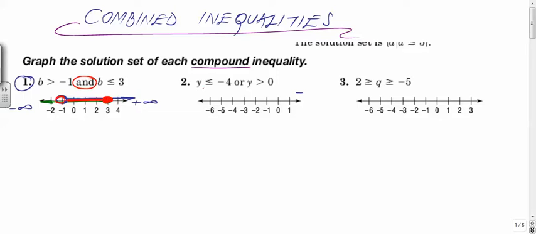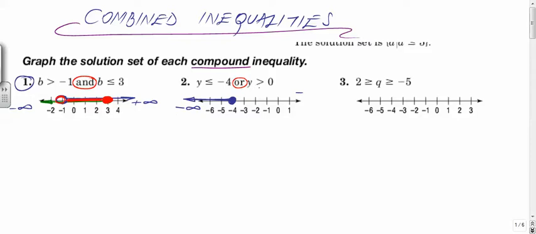Alright, next problem. y less than or equal to -4 or y greater than 0. This is a disjunction here, okay? But first of all, you need to solve each one of them. You need to graph each one of these inequalities, right? y less than or equal to -4. It can be equal, right? But also it has to be less than everything from -4 down to the negative infinity.